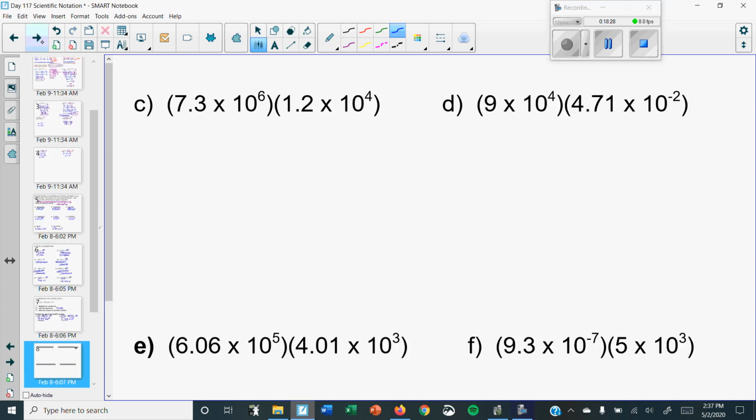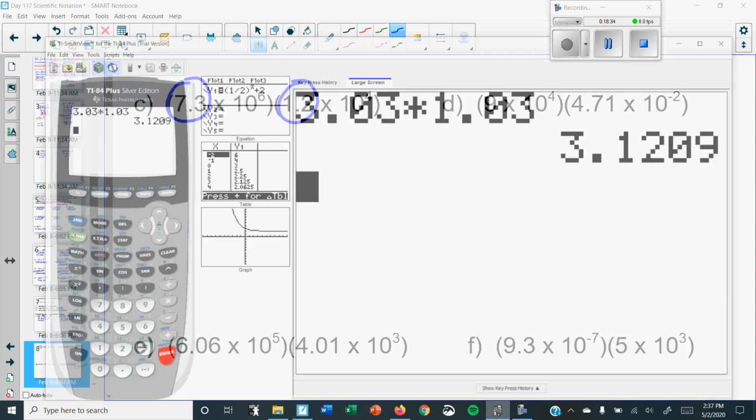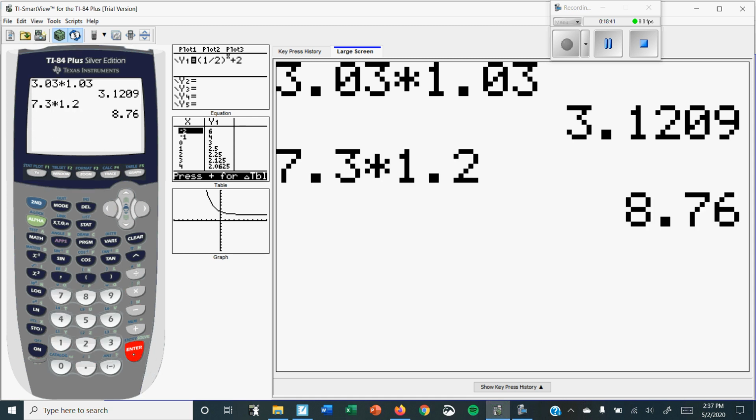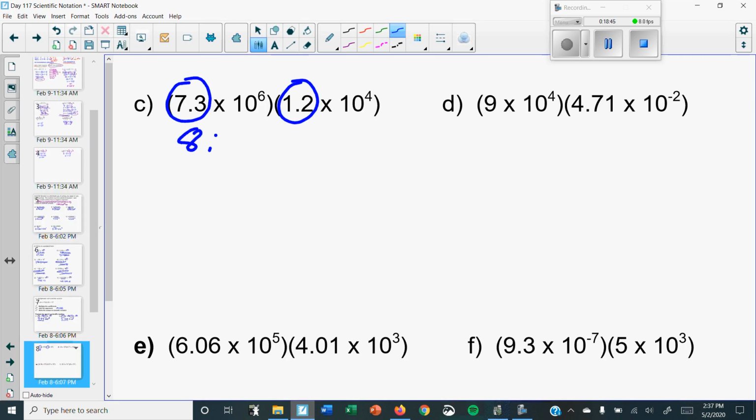The next page. 7.3 times 1.2. Here we go. 7.3 times 1.2. 8.76. 8.76 times 10 to the, add the exponents, 10th. Is the number between 1 and 10? Then we did it right. And again, you don't need to underline it. Now, this is where we're going to have problems.